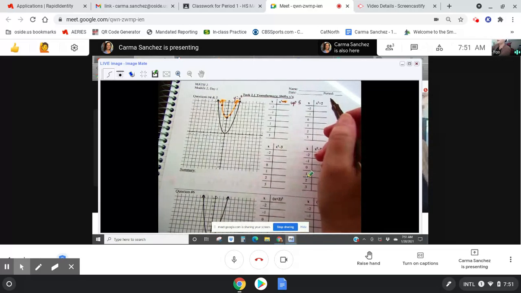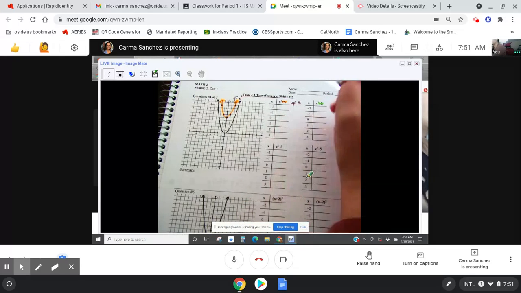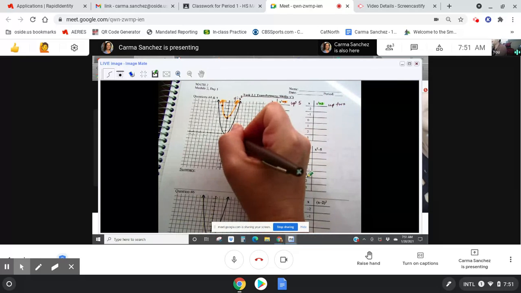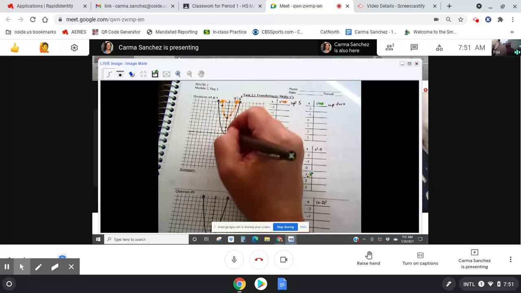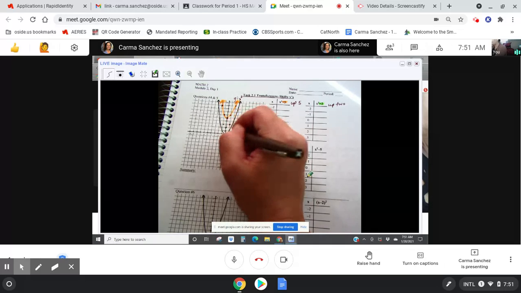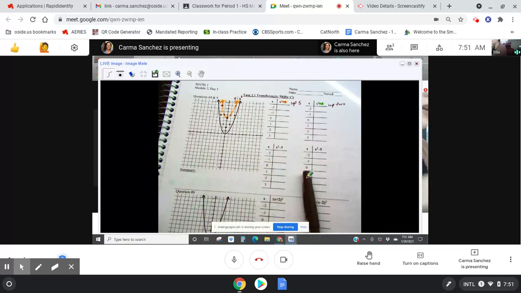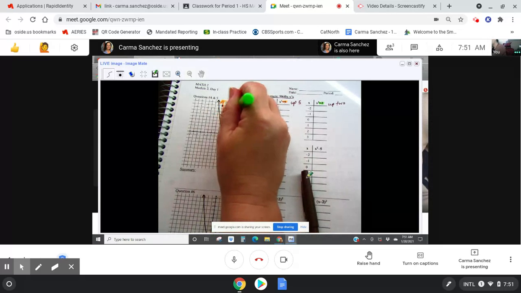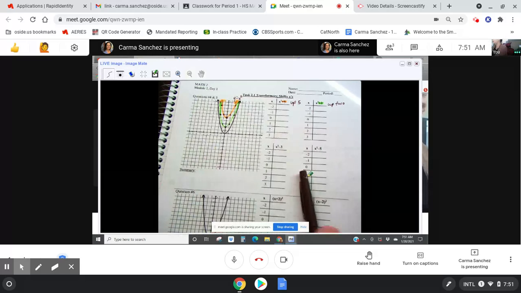The next one I'm going to use green. It's shifted up 2. All right, so taking the original starting point at the origin for the vertex and going up 2, and then we grow it the same way with the normal squares. Out 1, up 1. Out 2, up 4. And then I'm going to connect this one in green. And there's my new parabola, translated 2 up.